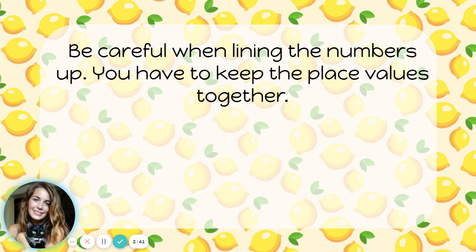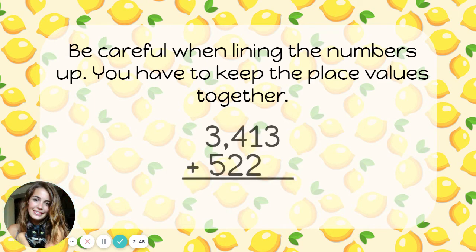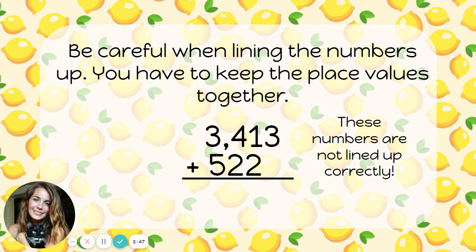Be careful when lining the numbers up. You have to keep the place values together. These numbers are not lined up correctly. Here I have hundreds lined up under thousands, and tens under hundreds, and ones under tens, and then I have nothing in my ones place here to add with these ones. These numbers are not lined up by place value.